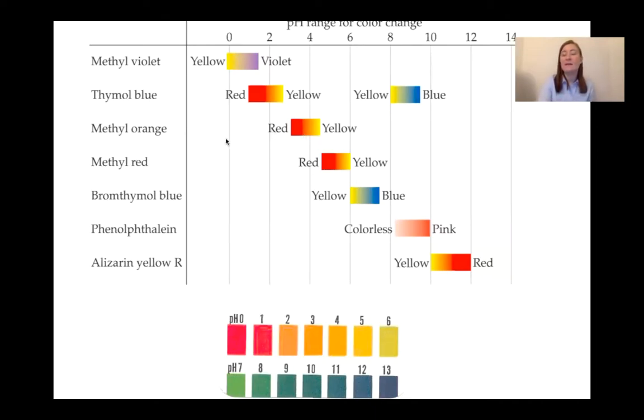At a pH that's below the pKa, it's going to be one color. At a pH above the pKa, it's going to be a different color. So for example, methyl orange changes around a pH of 4. If your pH is less than 4, it's going to turn red. If your pH is more than 4, it's going to turn yellow. So the acid state, the protonated state of methyl orange must be red, and the deprotonated state, the conjugate base of methyl orange, must be yellow. Cool.